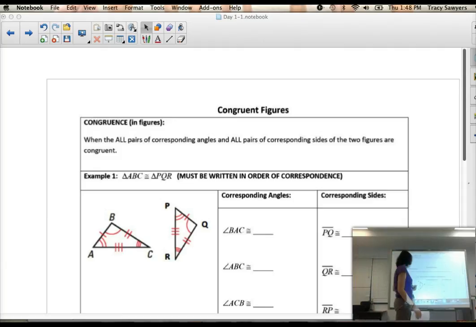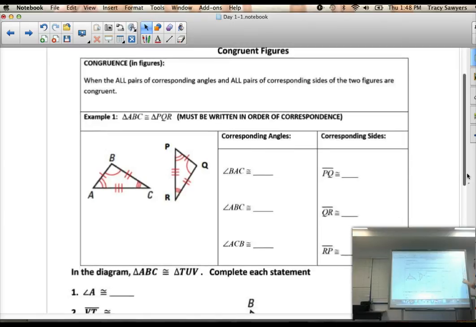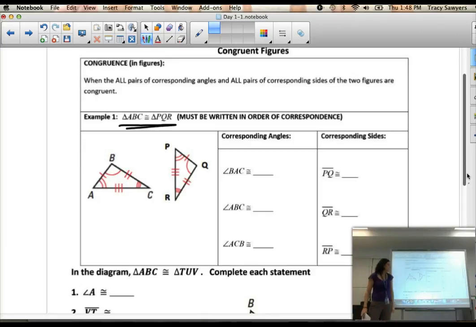All right, so let's look down here at this picture. Notice that in this picture, we've already started to rotate things around, but I have this nice handy-dandy congruent statement that's going to help me answer all of these questions. So I'm going to help you out, and we're going to start. I'll do the first one with you. Angle BAC. BAC is congruent to what? QPR. Good.